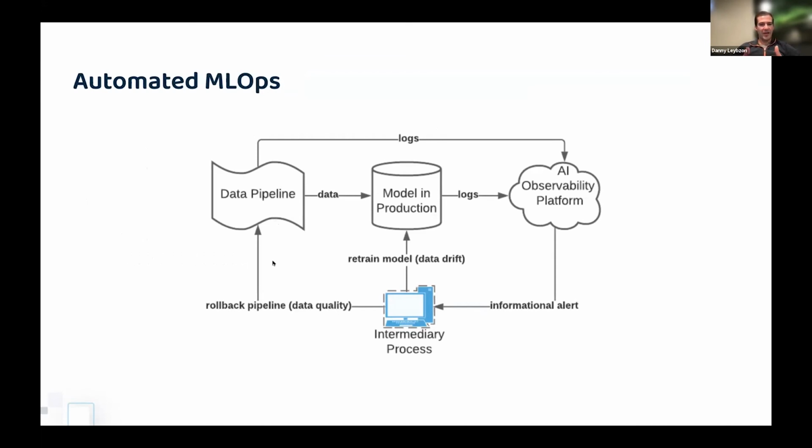So in this more complex but only singular diagram, we've got logs that are being generated both by a data pipeline as well as by a model in production. The data pipeline is feeding data into the model, which is generating some kind of prediction and doing something with some other application, but is also generating its own logs. Now, these logs get collated within an AI observability platform, and they send some kind of informational alert to an intermediary process. So something like a PagerDuty or an Opsgenie, or maybe something built out more custom. And within this intermediary process, these alerts are processed in order to take some kind of remediative action.